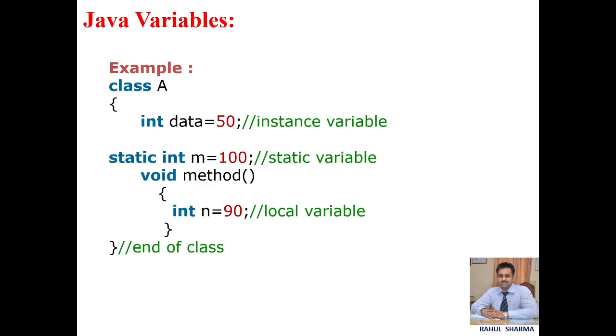Now we will see one example of these three variables in a program. Here I have created one small program that will show you how we can declare these variables in Java. So here I have declared one class with the name A, and in this class body I have declared these variables.